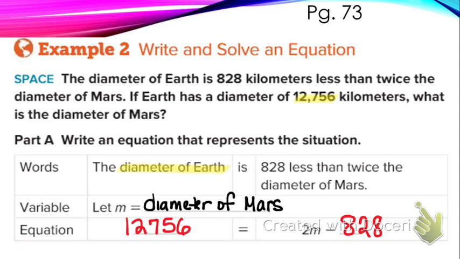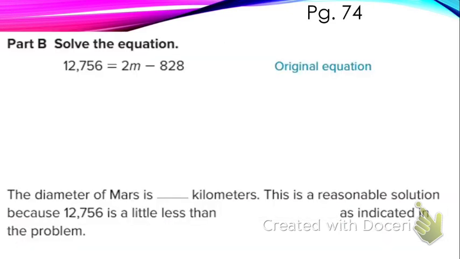So go ahead, go to page 74. And off on the left-hand side, I want you to write this equation and solve it for m. So you have some line space off to the side. Go ahead and write this equation out. Solve this equation for m.